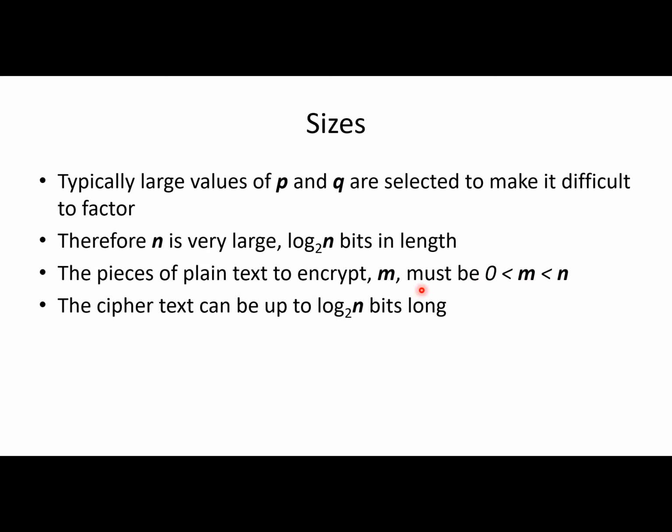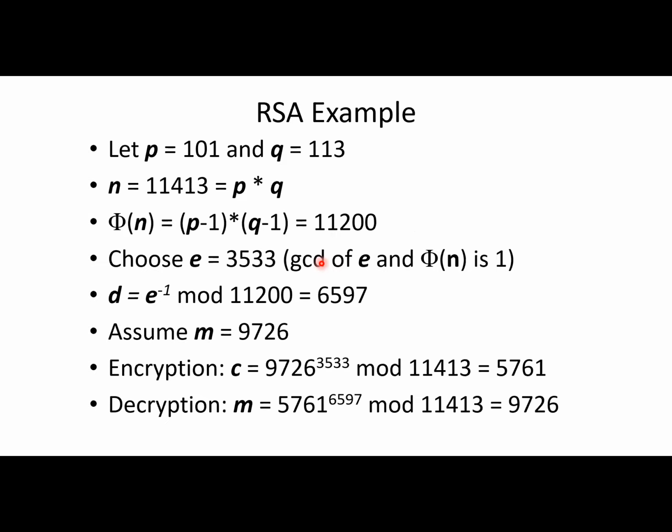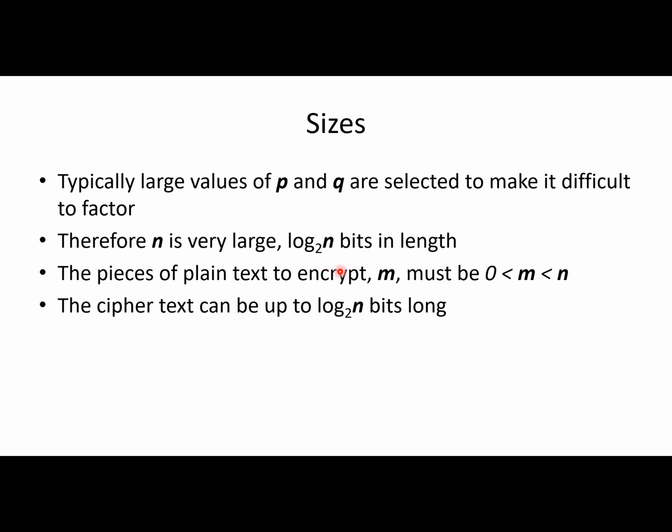Now, it should be noted, since we're doing this mod n, that the ciphertext is going to be somewhere between 0 and 1 less than n. Okay, so that's kind of important. And the ciphertext can be up to log 2 n bits.